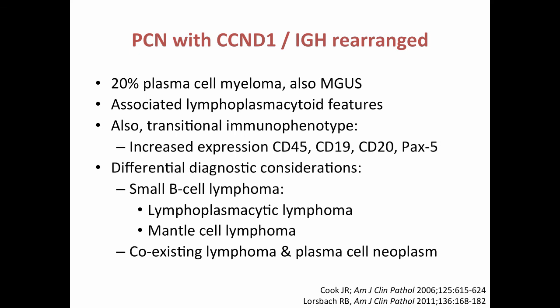Plasma cell neoplasms with CCND1 rearrangement represent approximately 20% of myeloma, but this finding can also be seen in MGUS. Plasma cell neoplasms with CCND1 rearranged often have a more lymphoid appearance and can express more B-cell antigens than is typical for myeloma, such as CD20. These features can raise the possibility of lymphoma, and if cyclin D1 expression is identified, might lead to an erroneous diagnosis of mantle cell lymphoma.